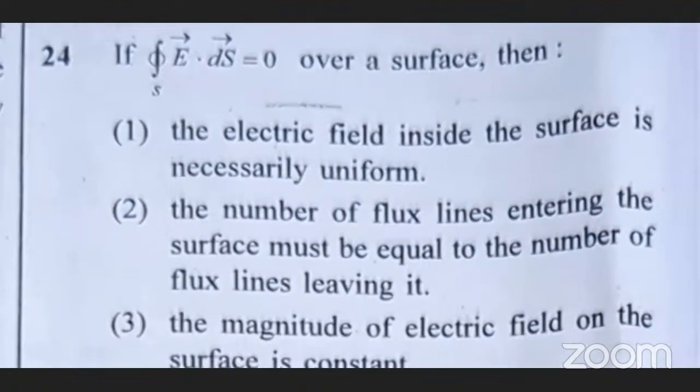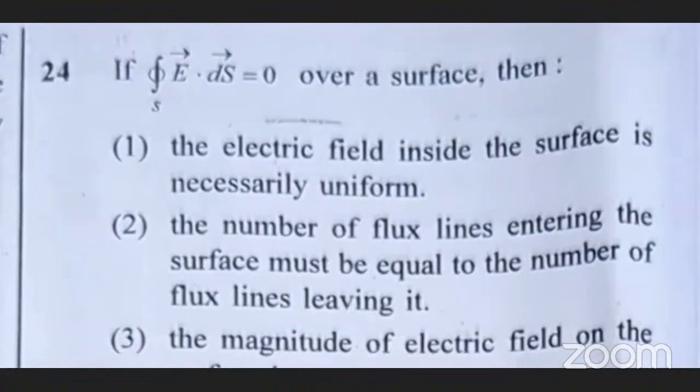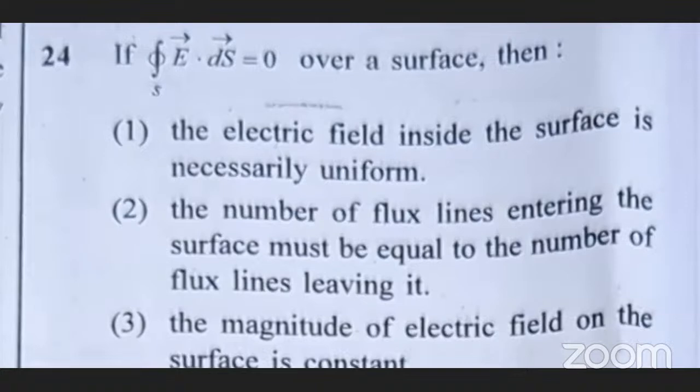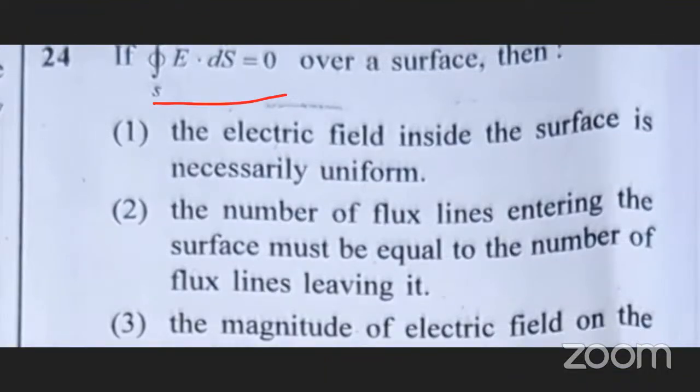Next one. Here the flux is 0 over a surface. If the flux is 0, then which one is the correct one? So if the flux is 0, the number of flux lines entering the surface must be equal to the number of flux lines leaving the surface. Then only the flux gets 0. So the right option is option number 2 for this.